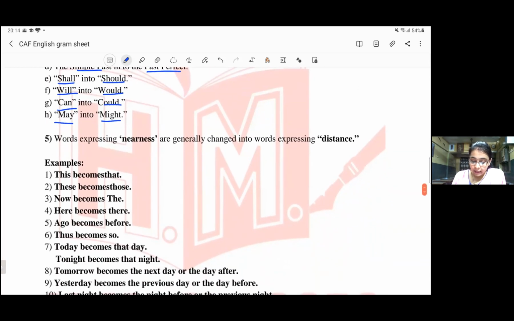Words expressing nearness are generally changed into words expressing distance. जो words nearness express करते हैं, but when the change is to happen, the words will express the distance. The meaning will be the same, but the words will express distance.